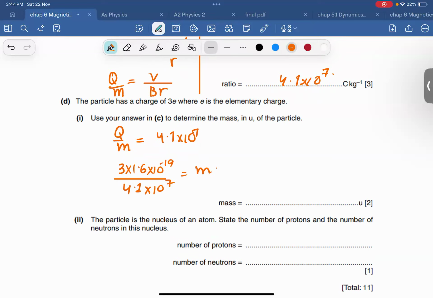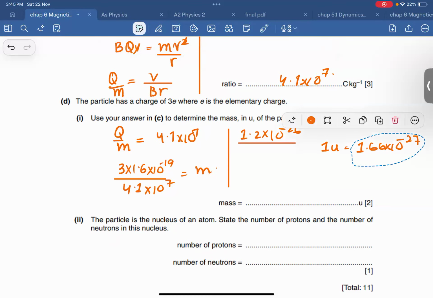1.2 times 10 to the power minus 26. Okay, so you're saying 1.2 exponent negative 26. We know that one U has a mass of 1.66 exponent negative 27. So in U, you just need to divide the value by this one, and you'll get the answer.